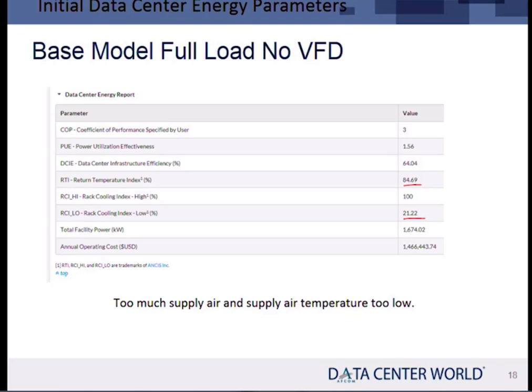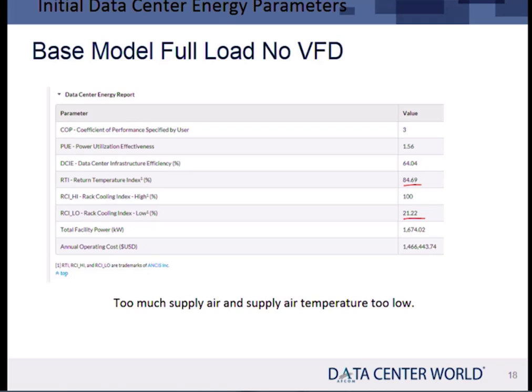Now this is some output from the simulator. I'm going to read this to you because it's pretty small. My RTI here is 84. That means, again, in the base case, I've got too much air coming into the room. That's when all the units are running full tilt. Too much air. Therefore, my ratio is below 100. The problem, as I mentioned, is it's going to cool off the return air to the heat exchangers, and that means my chiller is going to be less efficient.